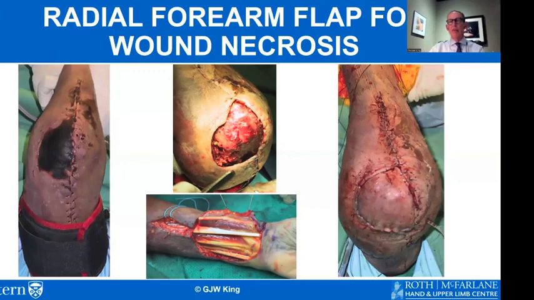Some strategies are to minimize elevation of the flaps, use techniques such as wound vacs to avoid seroma and hematoma, and immobilize the elbow post-operatively until wound healing is secure. Those are all things that I found helpful to avoid flap necrosis.